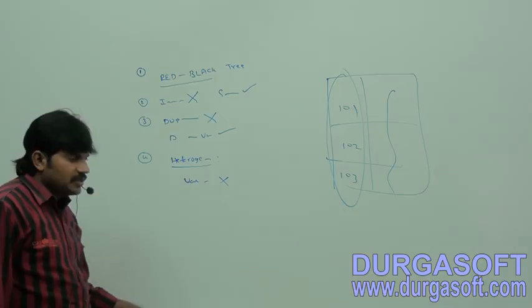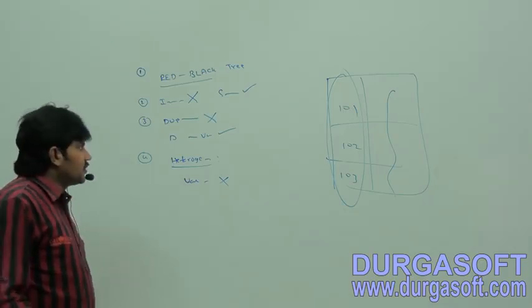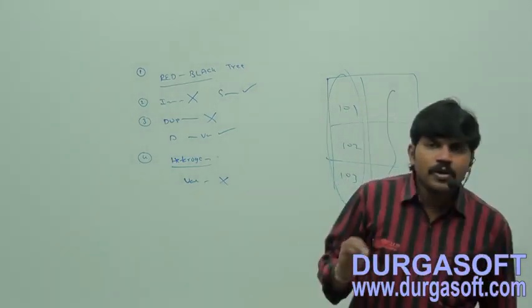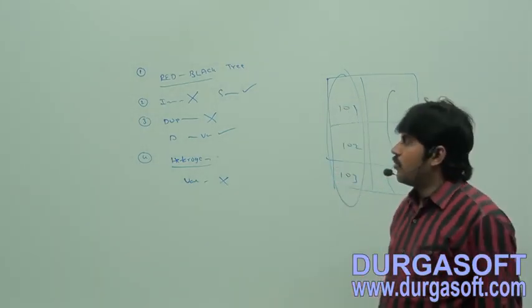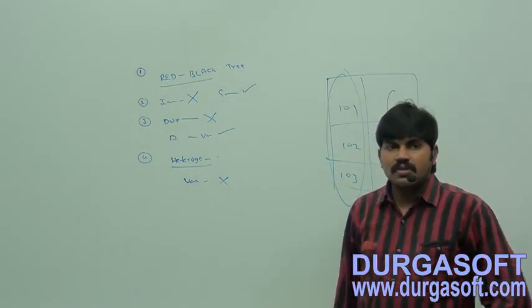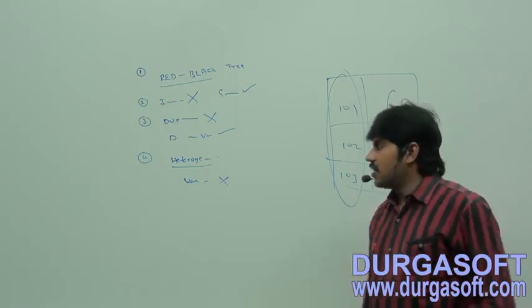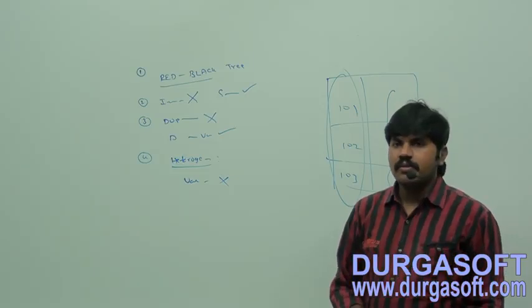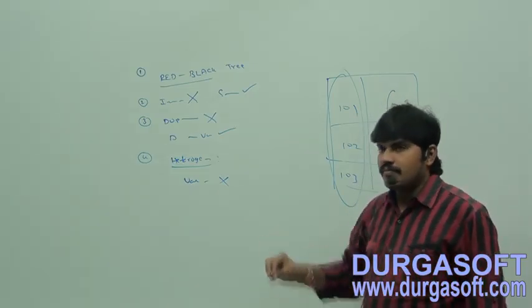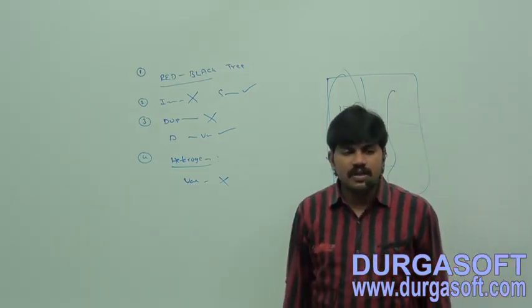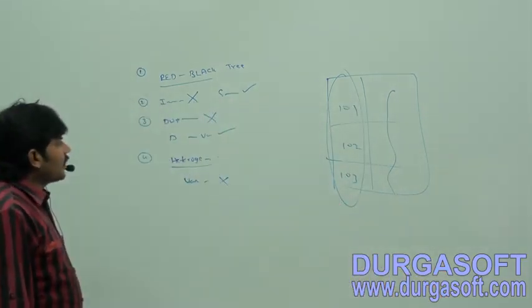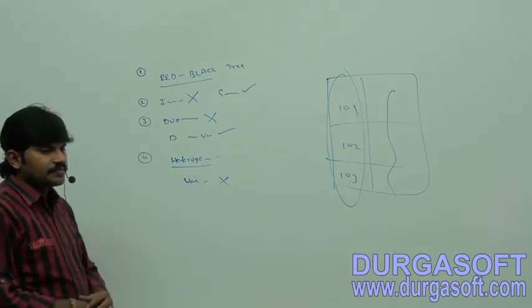Sorting order of keys. Next, third one. Duplicate keys are allowed or not allowed? Duplicate keys are not allowed, but values can be duplicated.